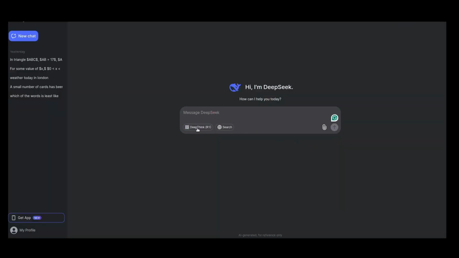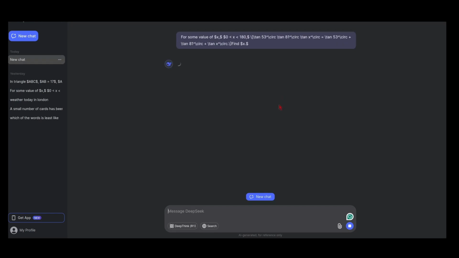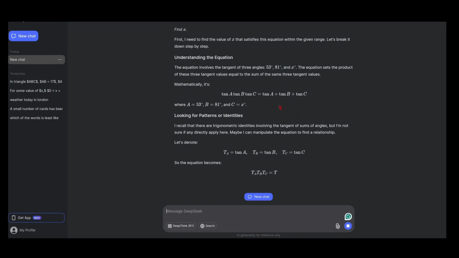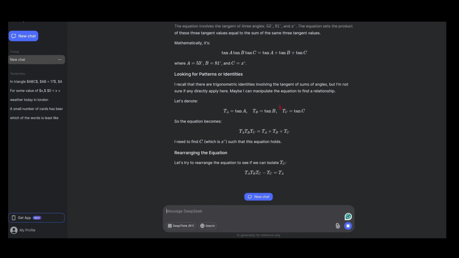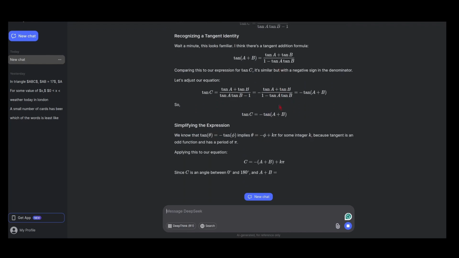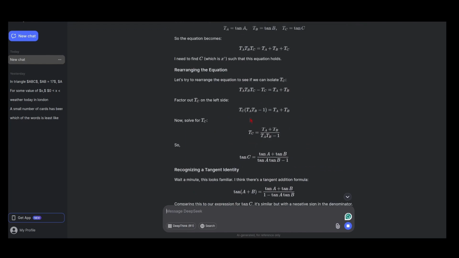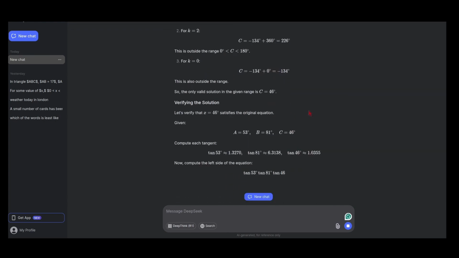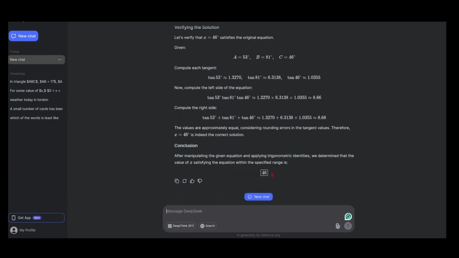I'm going to disable R1 to make things simple just to begin with, and I'm going to ask the same question. It is taking much longer than OpenAI. All right, I have this trigonometry problem to solve, and it goes on looking for patterns or identities. So it doesn't give the outputs in step-by-step manner. It just walks us through its thought process, but the reasoning is much more elaborate and the explanation is much more elaborate. It's still going on. And in conclusion, we have 46. So both the models have got the right answer, which is 46.